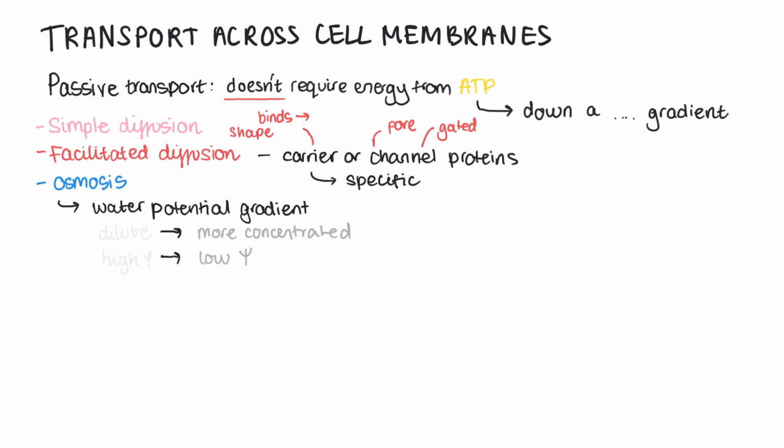So pure water would have the highest water potential, which is actually still just 0, and adding any solutes to a solution lowers the water potential and makes it more negative. I have just realised as well that I've written the wrong thing on here. It should be the other way around here. So more sugar, less water would be a more concentrated solution with a low water potential, and vice versa.